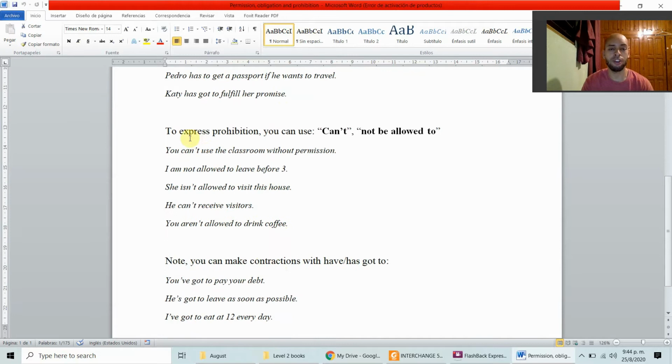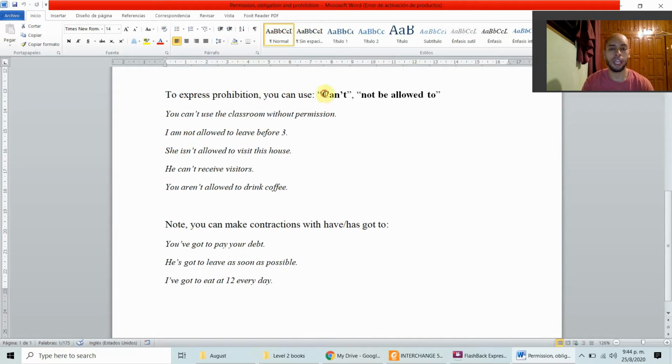And to express prohibition, you can use can't and not be allowed to. Okay, again, this is the negative of be allowed to, and of course the negative of can. You can't use the classroom without permission. I am not allowed to leave before 3. Again, prohibition, something you can't do. She isn't allowed to visit this house. He can't receive visitors. You aren't allowed to drink coffee.